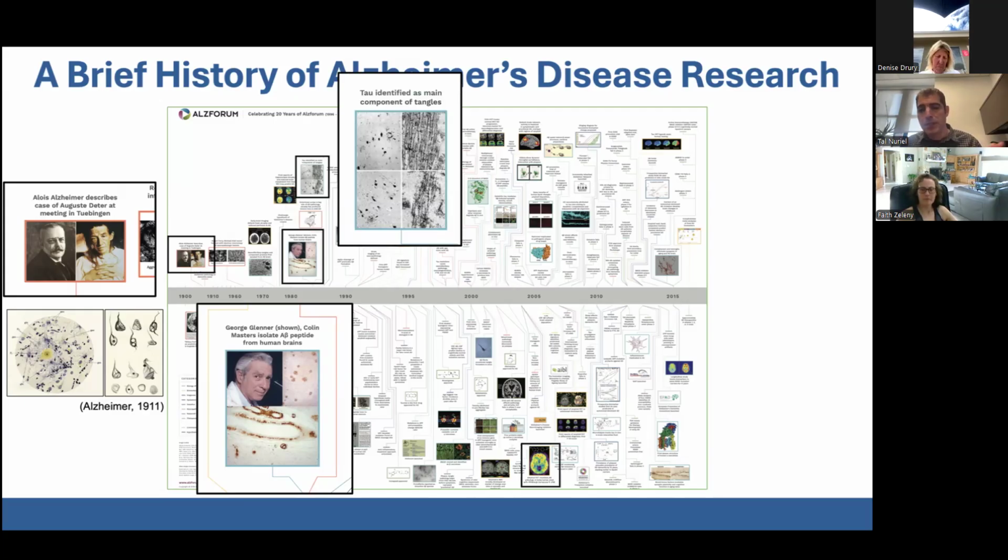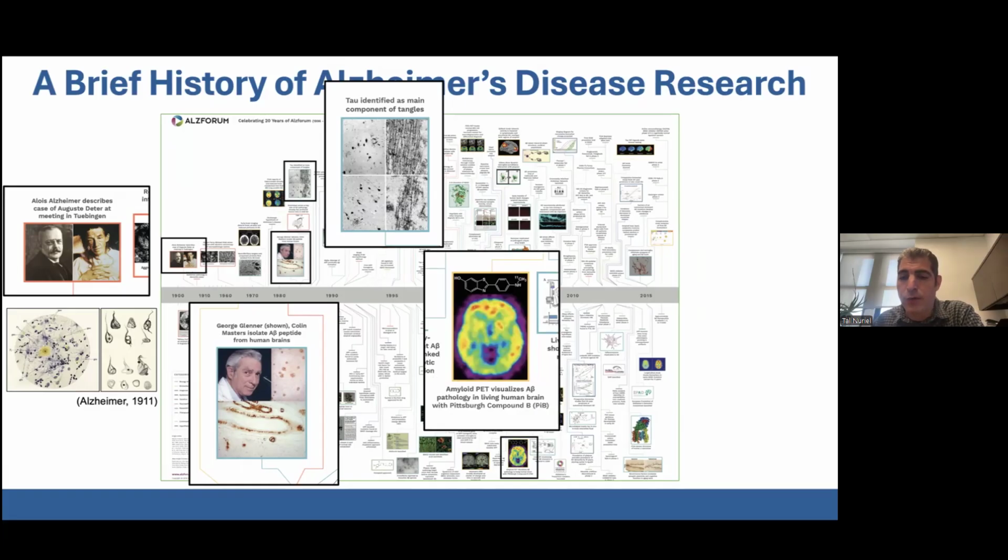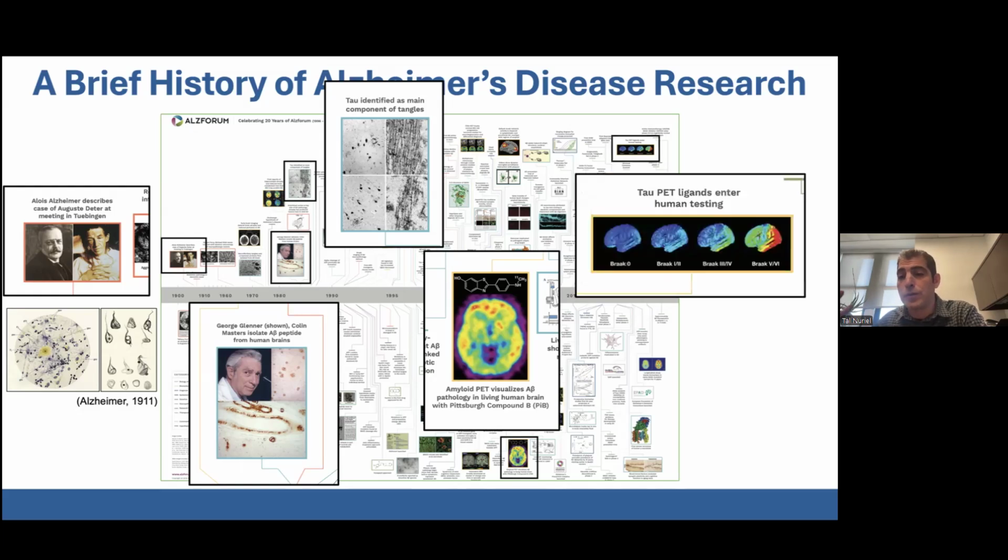For example, in the early 2000s, it was discovered, or created, the first amyloid PET tracer, so the ability to actually visualize the amyloid in the brain. Then the first tau tracers, tau PET, the ability to visualize the tau in the brain. For the most part, these were the discoveries that were made, all mostly around amyloid and tau.